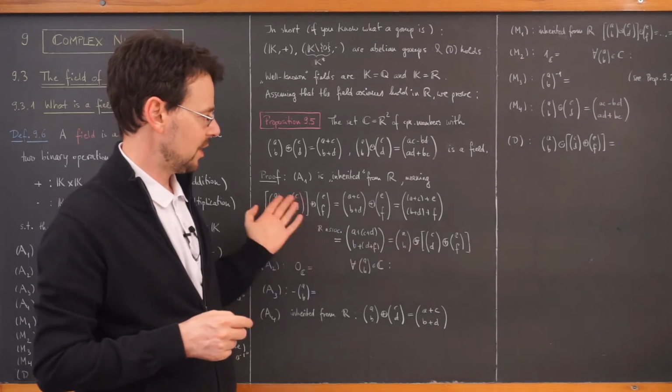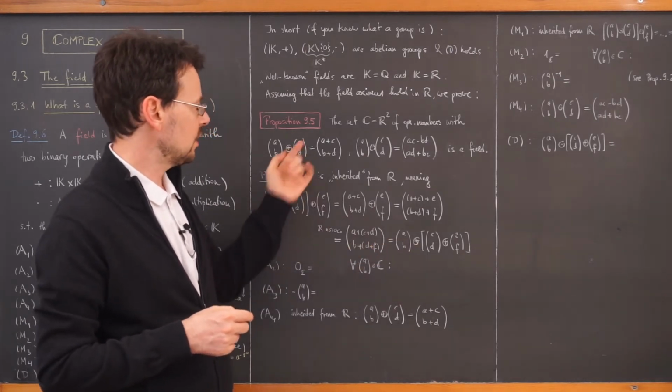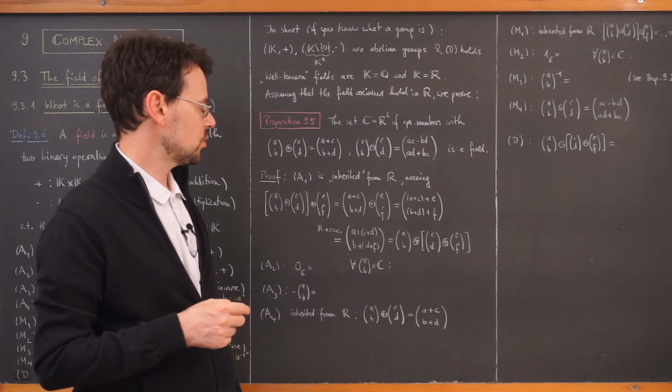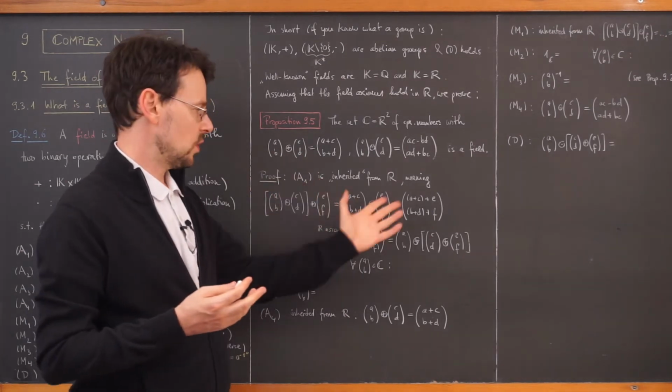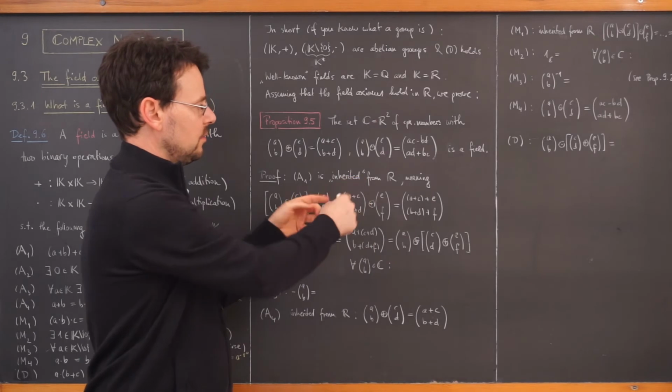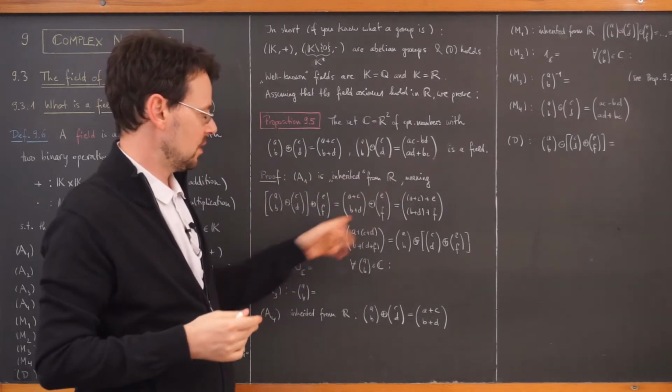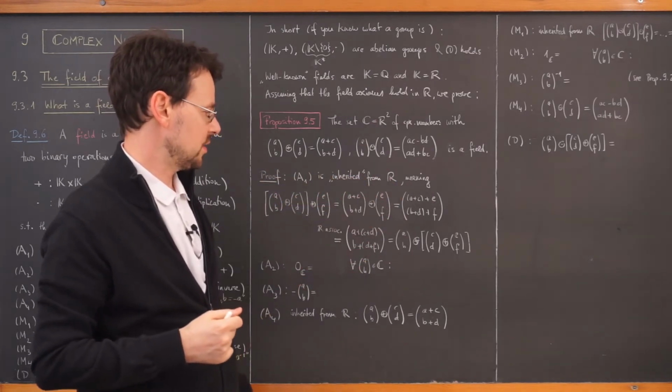So now we have actually shown that addition in the complex numbers is associative. And as I said, if you have done this once in your life, it's okay to write, well, this is obvious because the addition in R is associative.